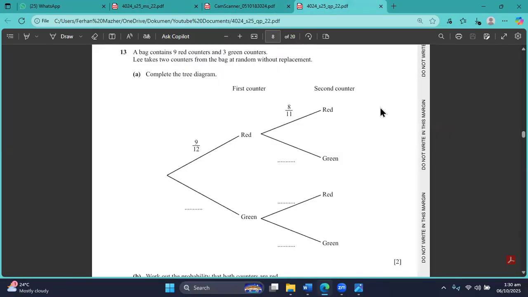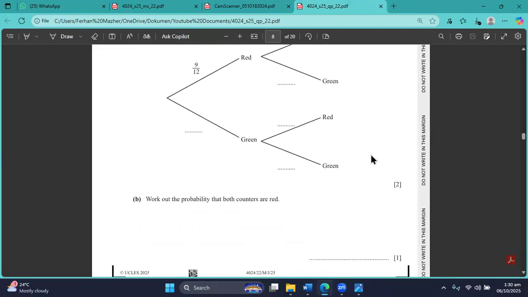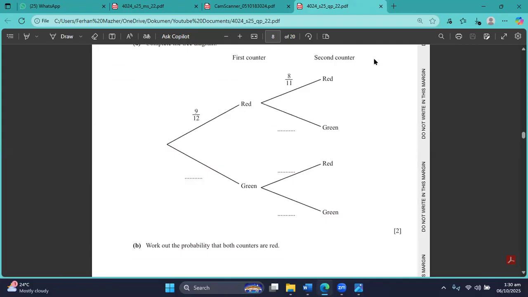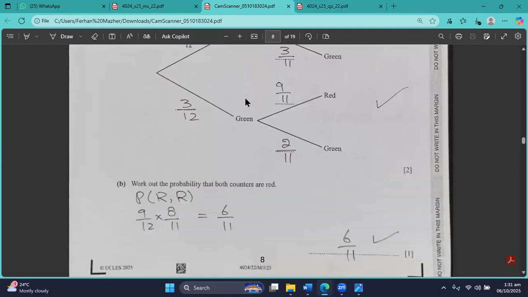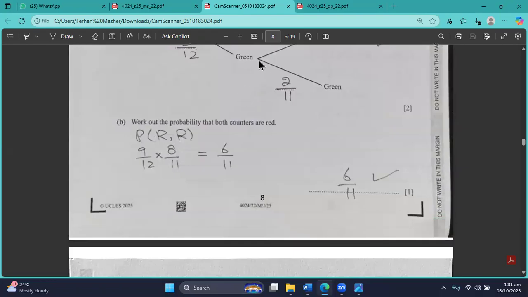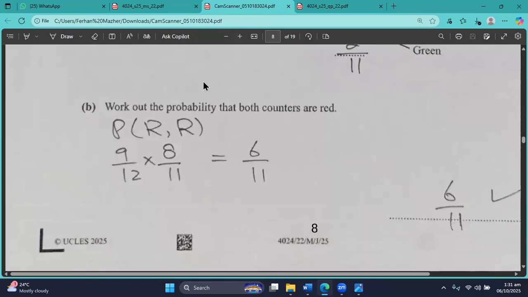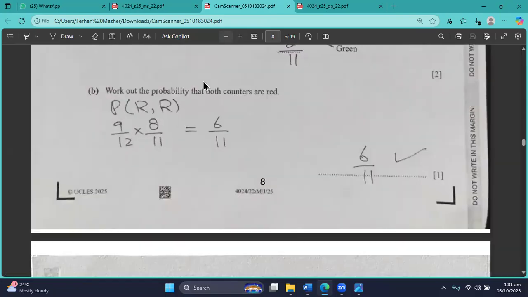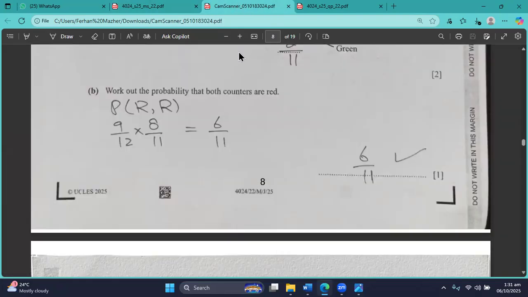Then they ask us a question. He says, work out the probability that both counters are red. So basically, they are asking for red, comma, red. So that will be 9 by 12 multiplied by 8 by 11. They are basically asking you to find the probability of red, comma red, meaning both the balls are red. That will be 9 by 12 multiplied by 8 by 11. After cutting, it will be 6 by 11. So 6 by 11 is the right answer, sir.